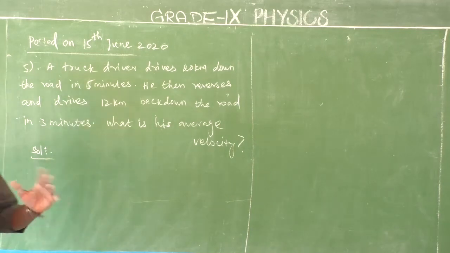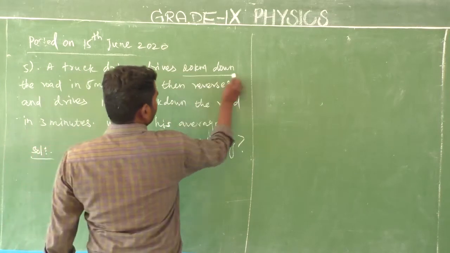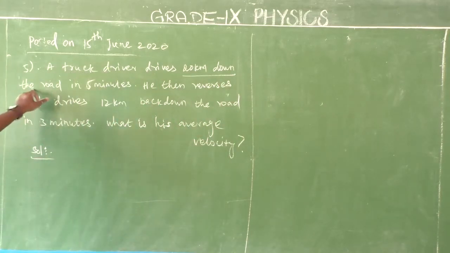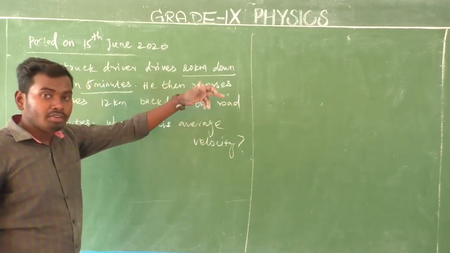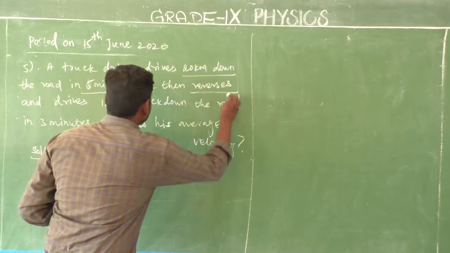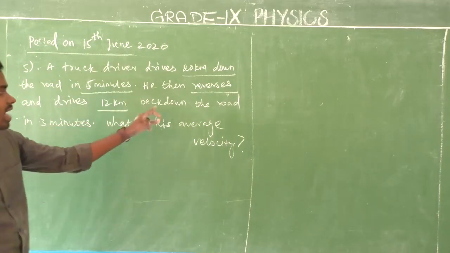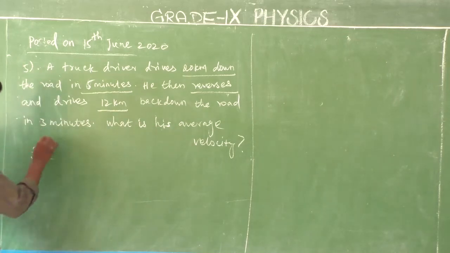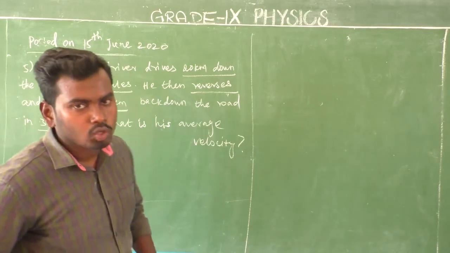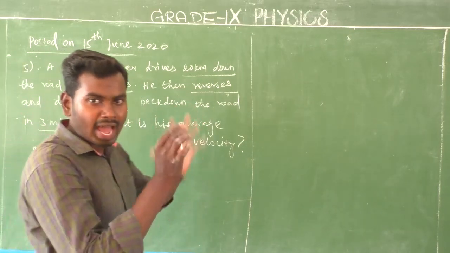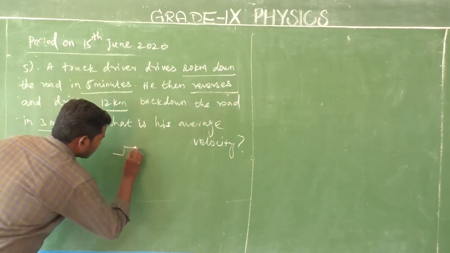What is the question? Look at here. A truck driver drives 20 kilometers down the road in 5 minutes. Time, how much? 5 minutes. He then reverses. Note this point. He reverses and drives 12 kilometers back down the road in 3 minutes. So what is his average velocity? Okay. So I am going to make a diagram with the help of this scenario. Look at here. Consider a truck, not a car, a truck.